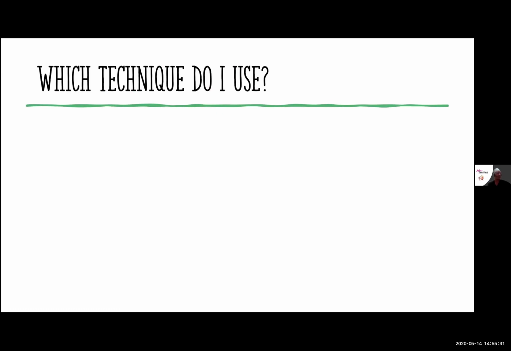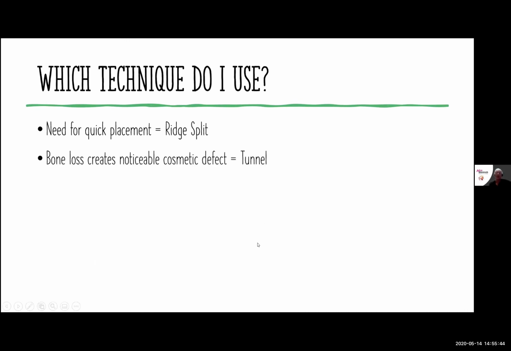So of the techniques that we've talked about, which ones do I use and when? If I have a patient that needs to have and wants a quick implant in place as soon as I can, I'm going to use the ridge wider kit and do a ridge split. If I have a patient that there is a noticeable cosmetic defect, I'm going to use the tunnel for that to help create back the architecture. If I have time, in other words, if I have 3 to 4 months worth of time that I can place a bone graft and let that heal, I'm going to use the tunnel technique itself.